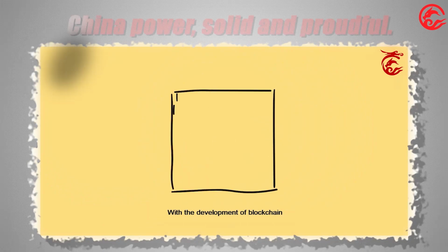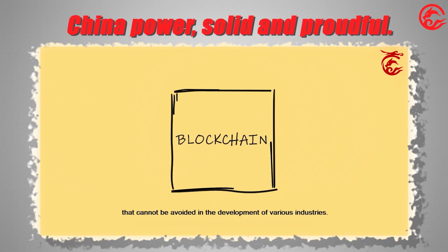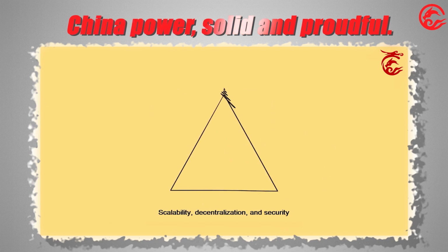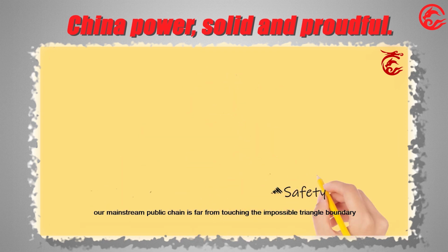With the development of blockchain, decentralization has undoubtedly become a topic that cannot be avoided in the development of various industries. Scalability, decentralization, and security constitute the impossible triangle theory of blockchain. We will not discuss whether the blockchain theory is correct for the time being, but for now, our mainstream public chain is far from touching the impossible triangle boundary.